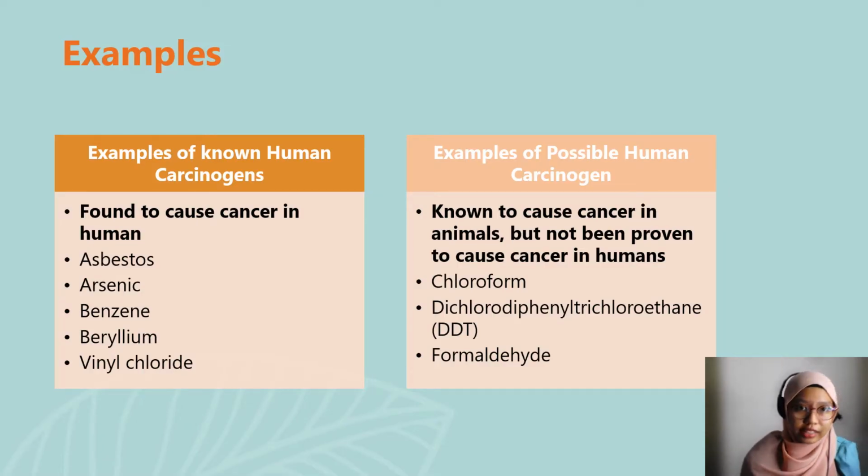So what are the examples of carcinogen? There are two examples. Firstly, the example of known human carcinogen, which can be found to cause cancer in humans, such as arsenic, benzene, and vinyl chloride. Next, the possible human carcinogen, which is known to cause cancer in animal but not proven to cause cancer in human, such as chloroform, DDT, and formaldehyde.